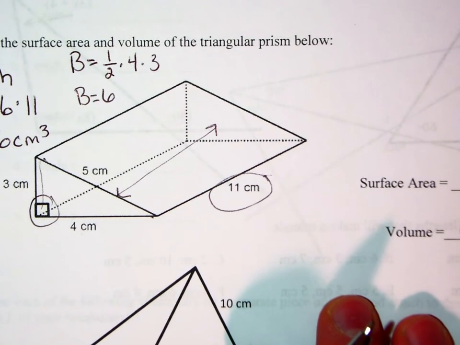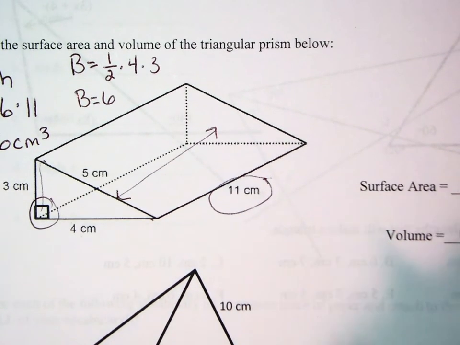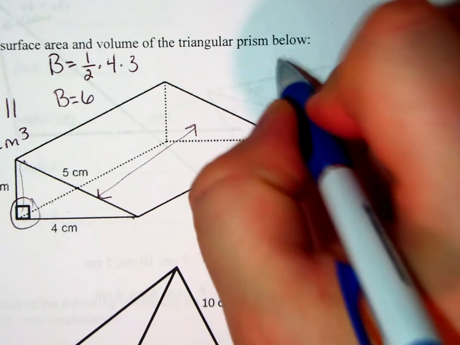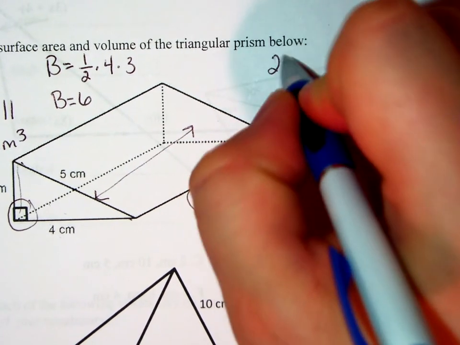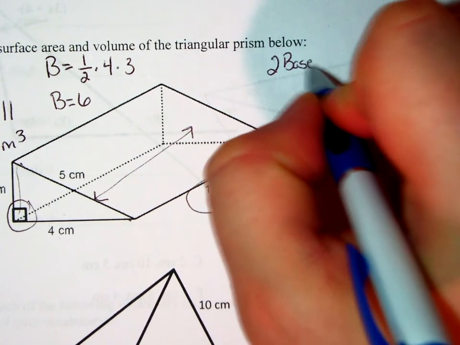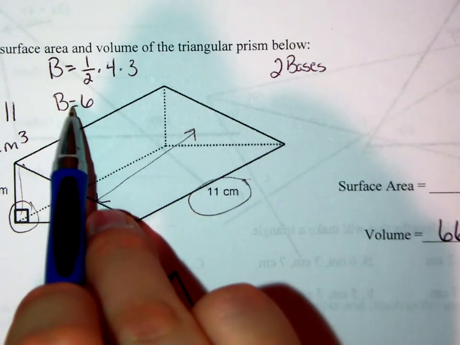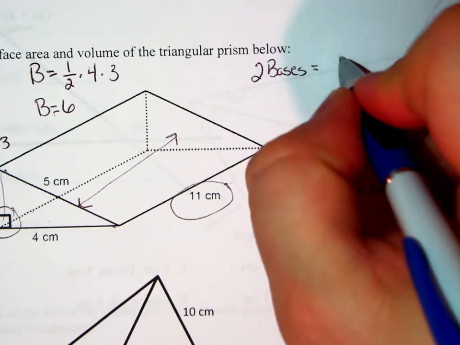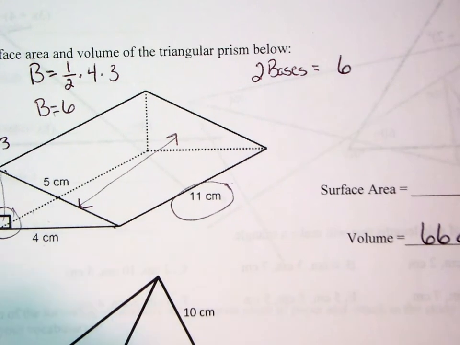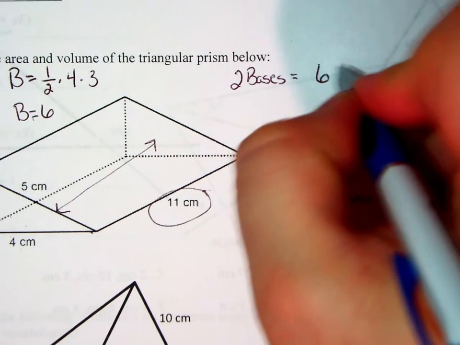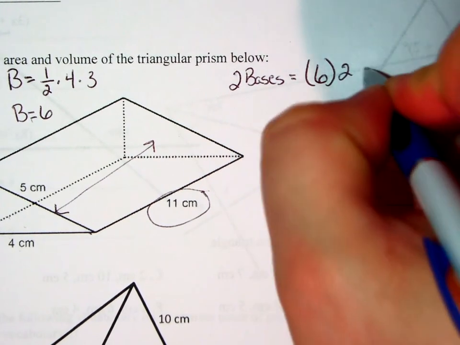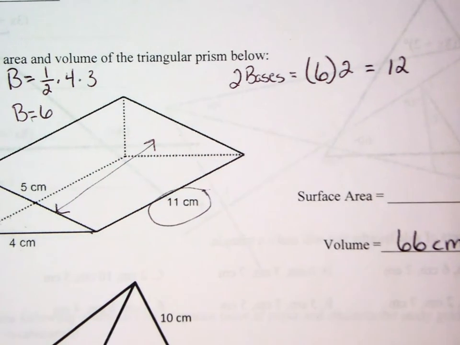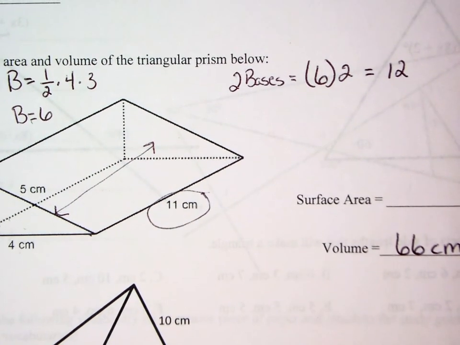Next, we're going to find surface area. And remember, I have a prism, so it's going to have a base. Actually, it's going to have two bases. And we already found the area of one of the bases, so that's going to save me a little bit of work. Equals 6 times, remember, we have two of those. So the surface area of the two bases is 12.